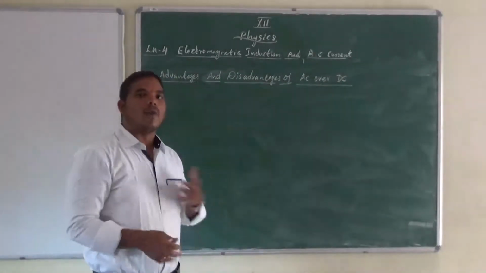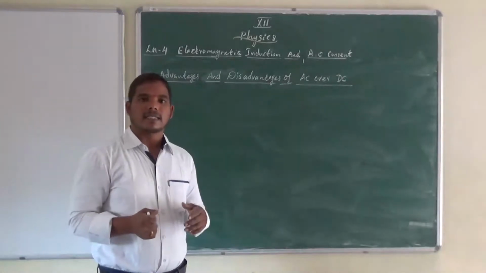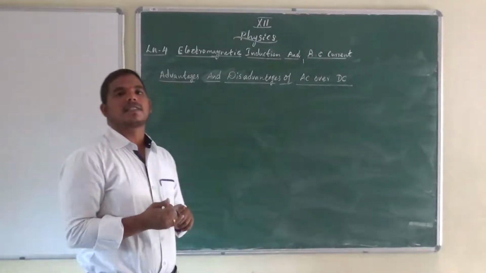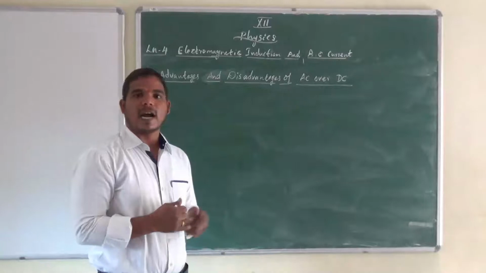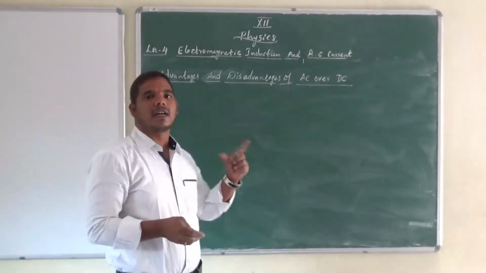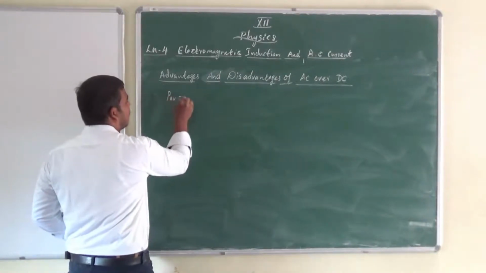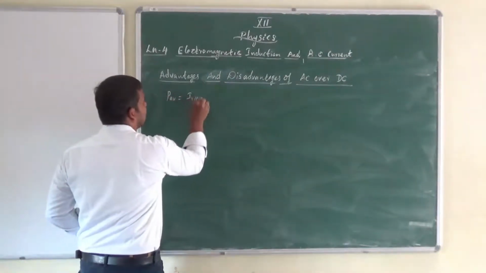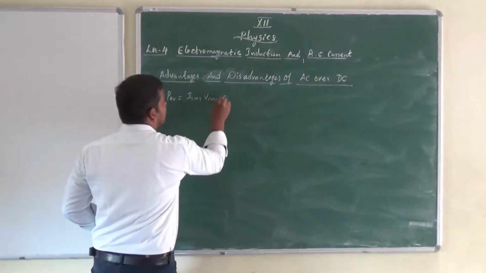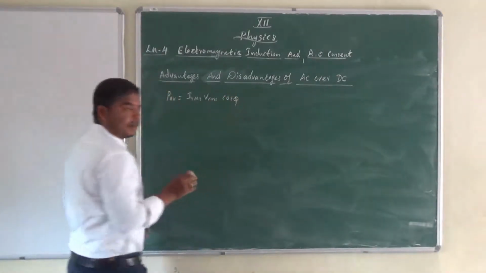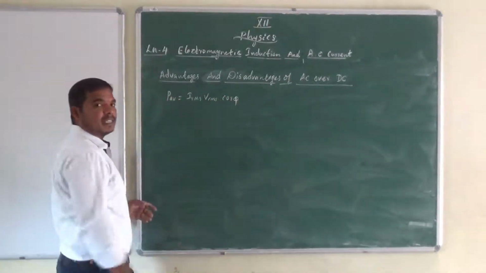Let us recall what we discussed in our previous class. In our previous class we discussed power in an AC circuit and power factor. Let me recall the equation. Power in an AC circuit: average power equals IRMS VRMS into cos phi. This is power in an AC circuit.